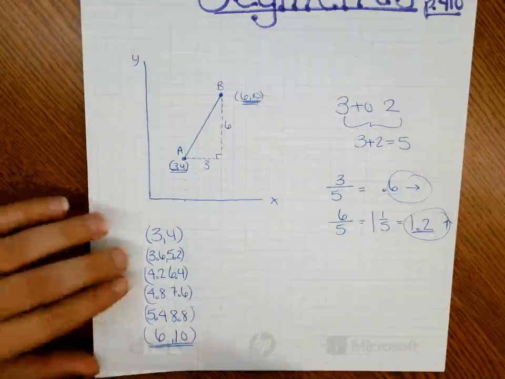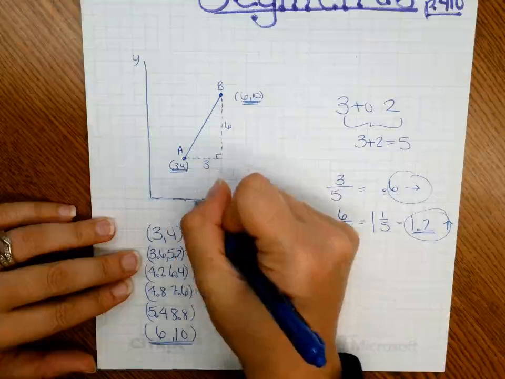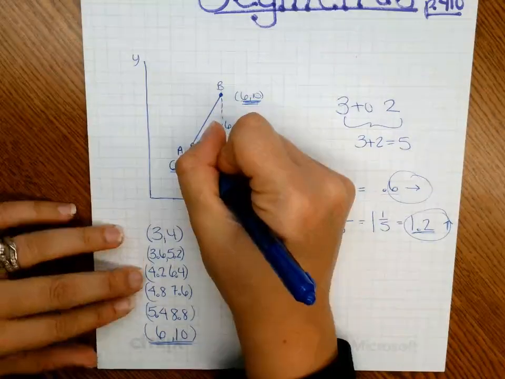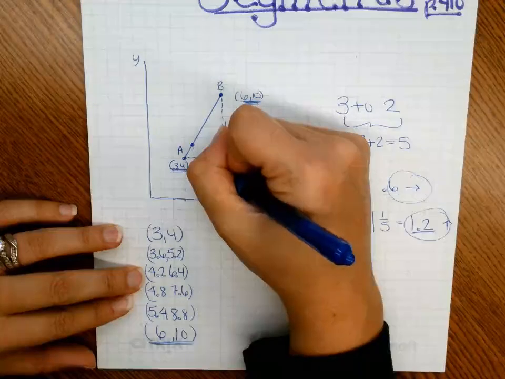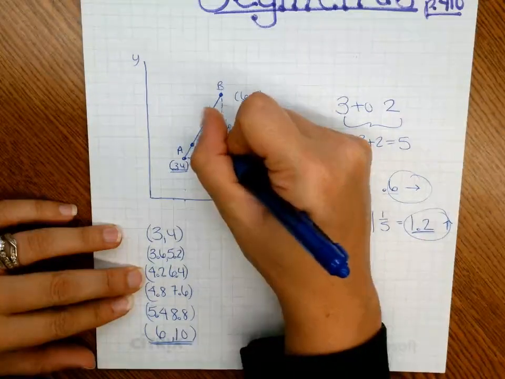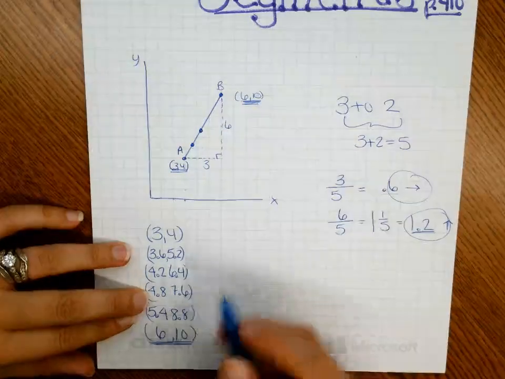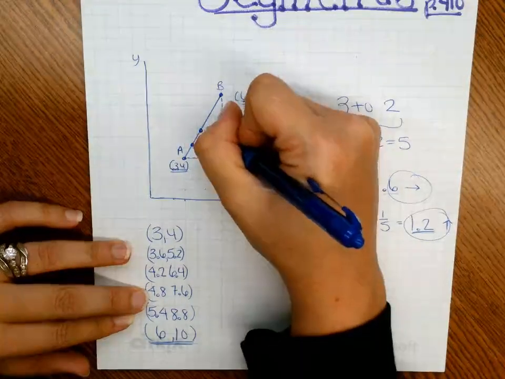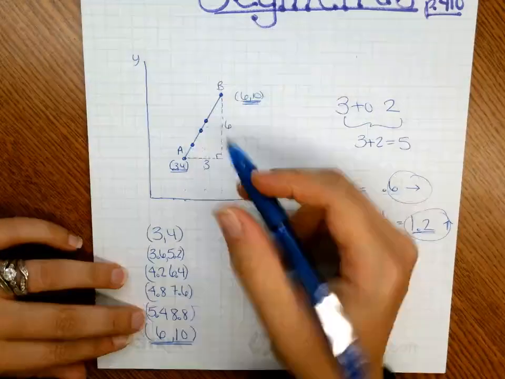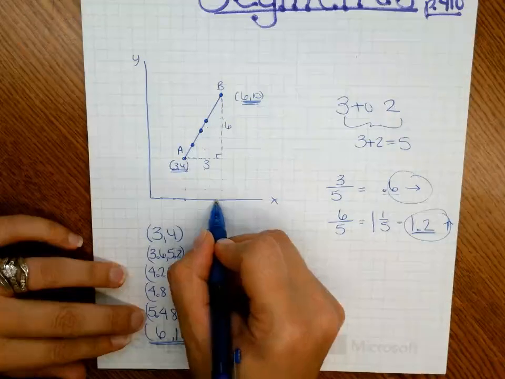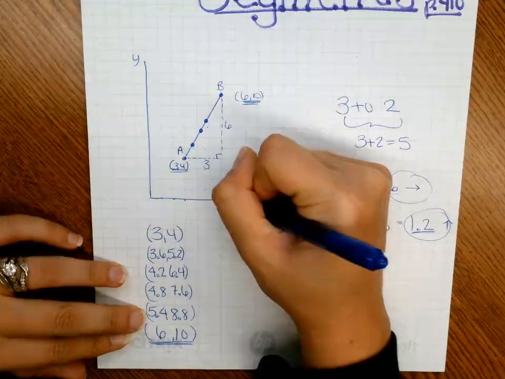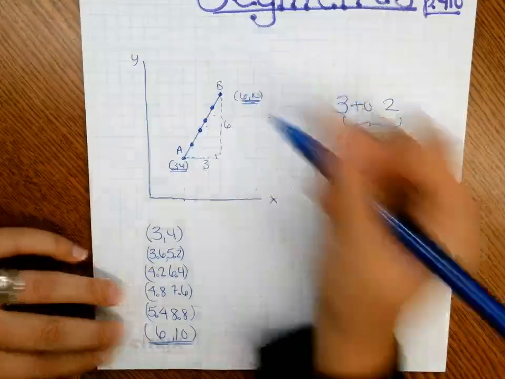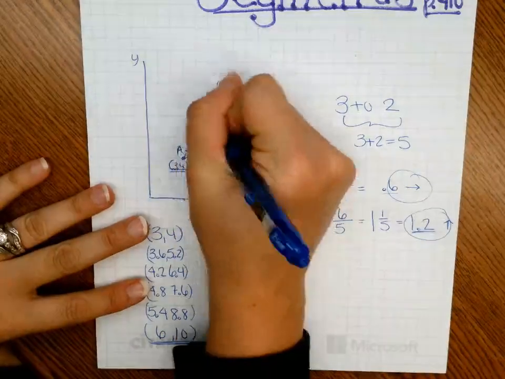So now let's plug in these points. 3.6, 5.2: 1, 2, 3.6, comma, 5.2, 1, 2, 3, 4, 5.2, somewhere around there. 4.2, 6.4: 4, 5, 6.4-ish. 4.8, 7.6: 1, 2, 3, 4.8, 1, 2, 3, 4, 5, 6, 7.6. 5.4, 8.8: 1, 2, 3, 4, 5.4, 1, 2, 3, 4, 5, 6, 7, 8.8. And then 6, 10. So these segments should all be equal.